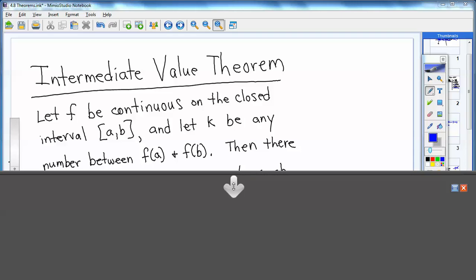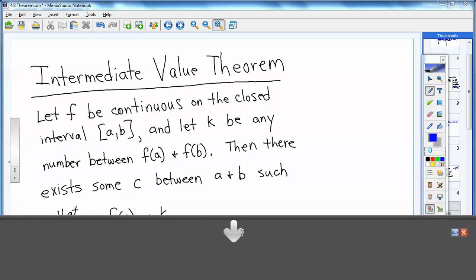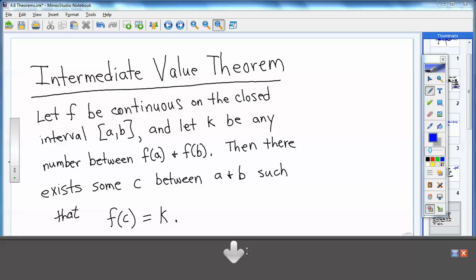So k is some y value between the endpoints, right? That's what that means. K is any number in between the endpoints. And then it's y values, okay? All right. Then so that's where kind of the between comes from.